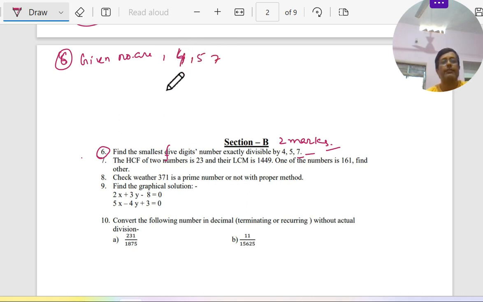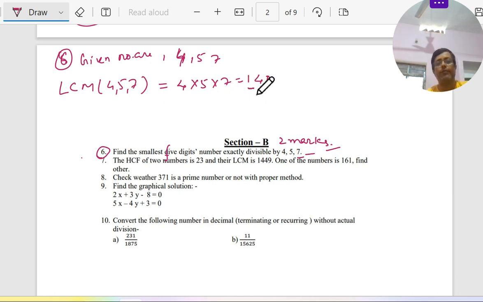So first what I do, I go for LCM. So LCM of 4, 5 and 7. Since these are not divisible by anyone, or we are not having any common factor of 4, 5, 7, so we go directly for the product. So 4 times 5 times 7 is equal to 140. So we have got here 140.